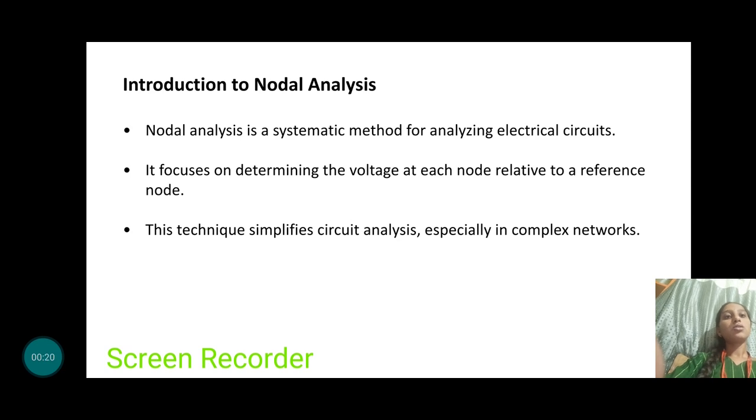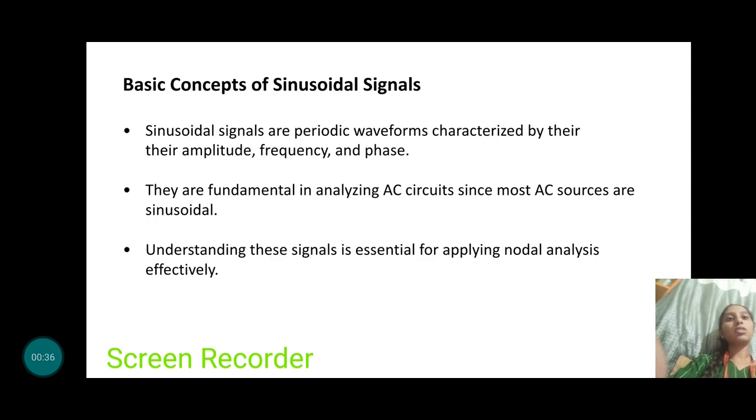Introduction to nodal analysis. Nodal analysis is a systematic method for analyzing electrical circuits. It focuses on determining the voltage at each node relative to the reference node. It is a technique that simplifies circuit analysis, especially in complex networks.